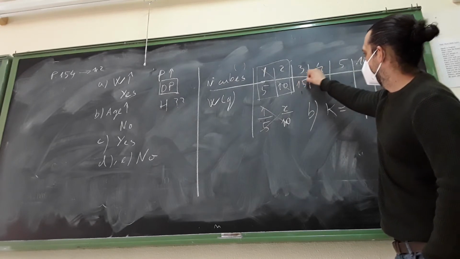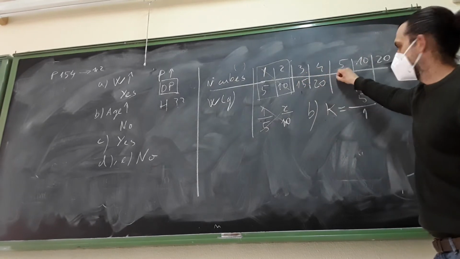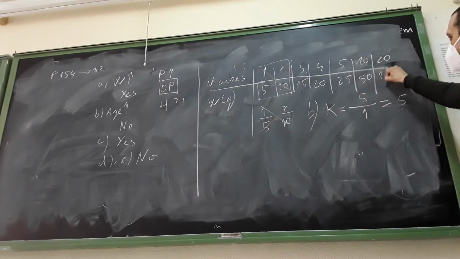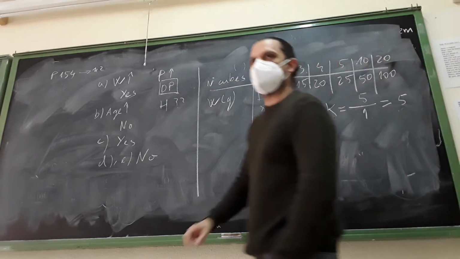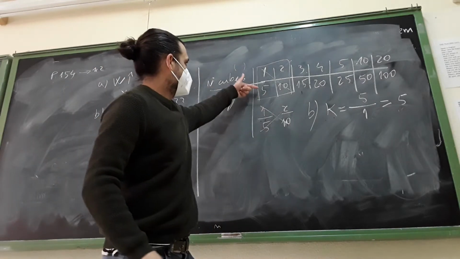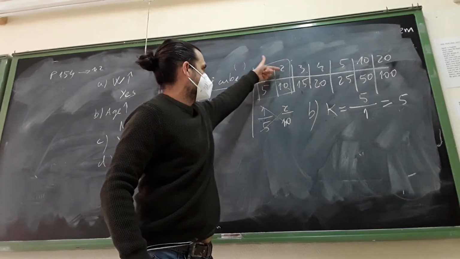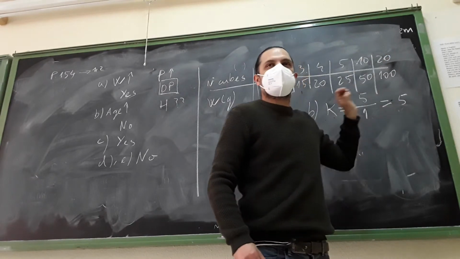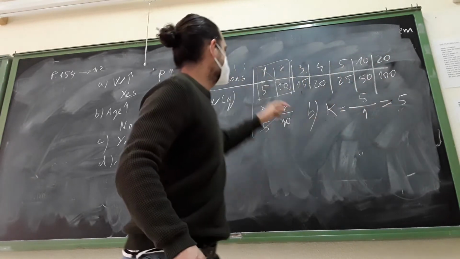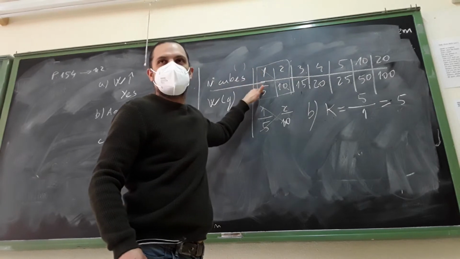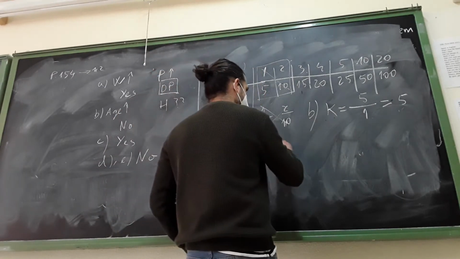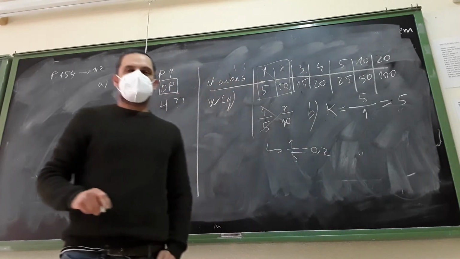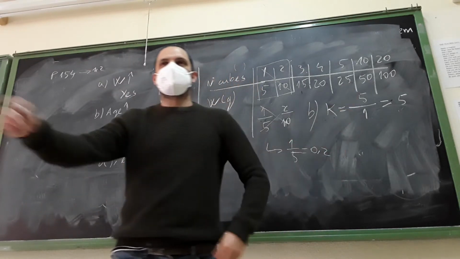So, what is the number here? 15. Is it right? Here, 20. 100. Okay? So it's quite easy filling in the table. And 5 divided by 1 or 10 divided by 2 or 100 divided by 20 equals 5, the constant of proportionality. If we choose the other one, it's 1 divided by 5, and that equals 0.2. But usually it's easier picking this way.